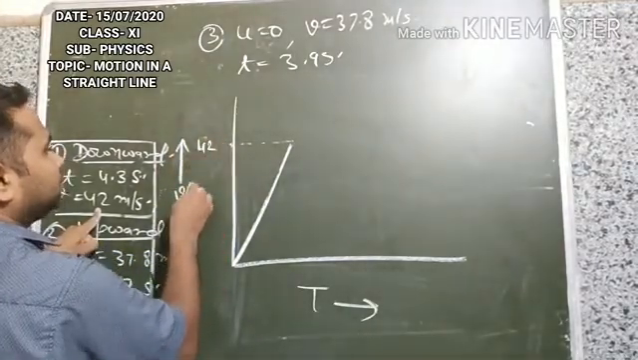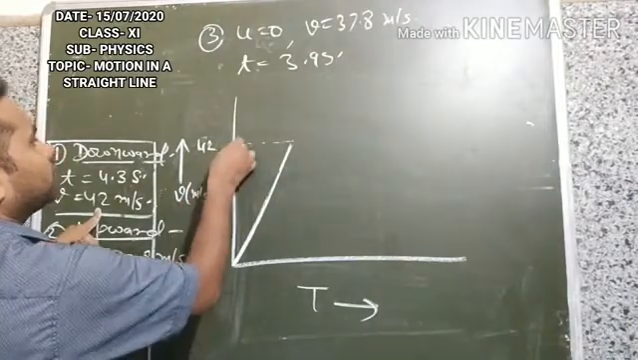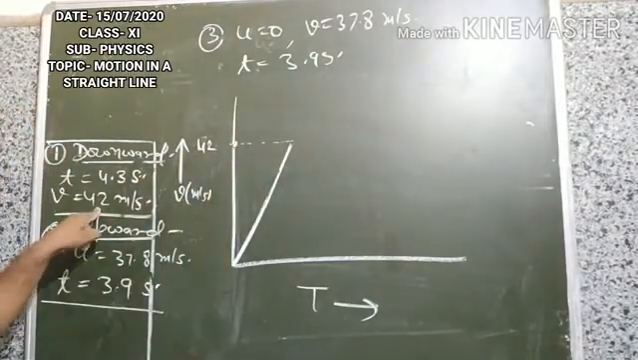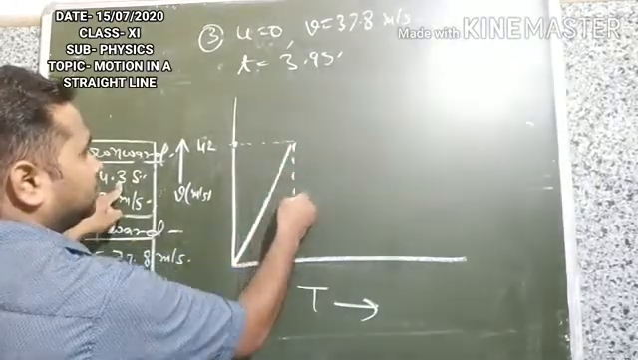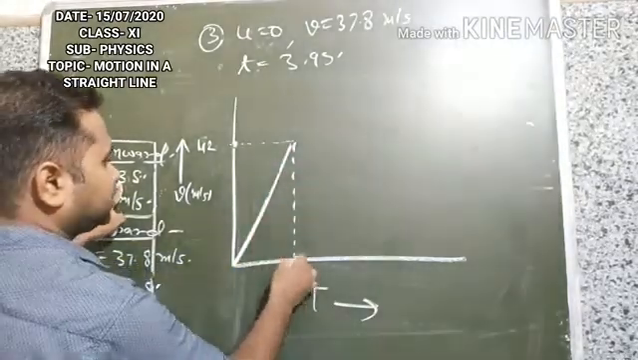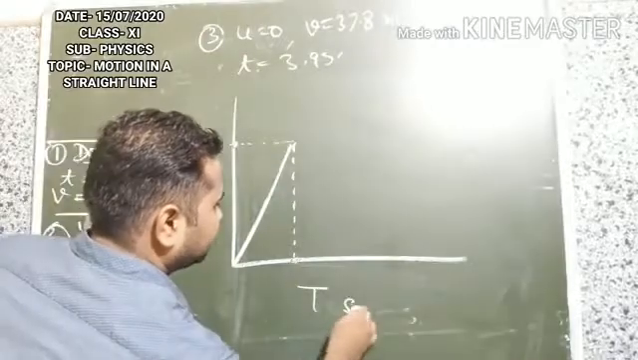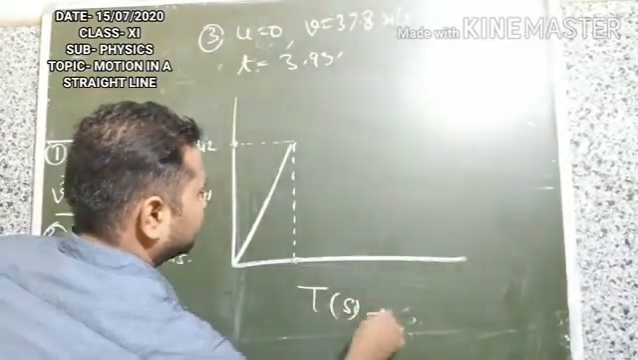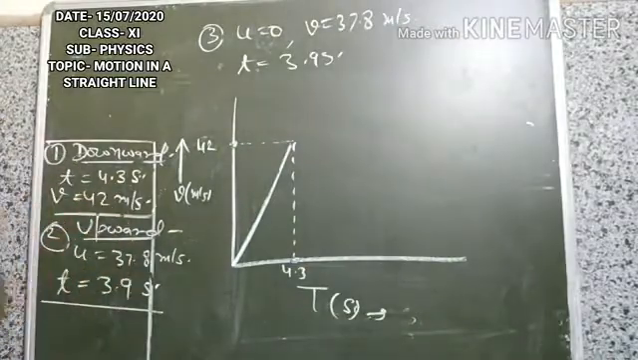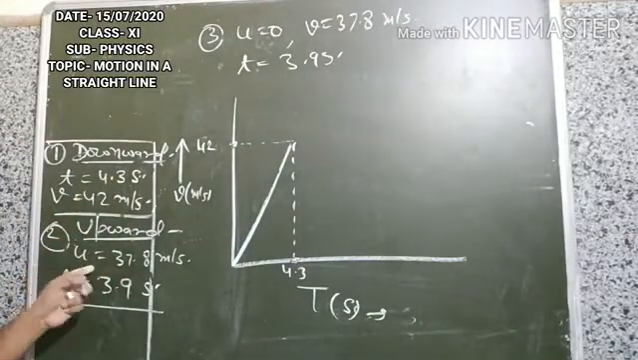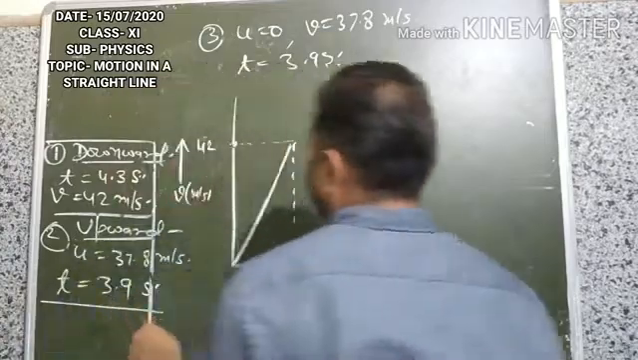Suppose velocity in meter per second, so it is 42. And the time taken was 4.3 seconds. So time taken, suppose it is in seconds, so this is 4.3. Now see, in the second part what happened: the initial velocity became 37.8, meaning it loses by its 10th.